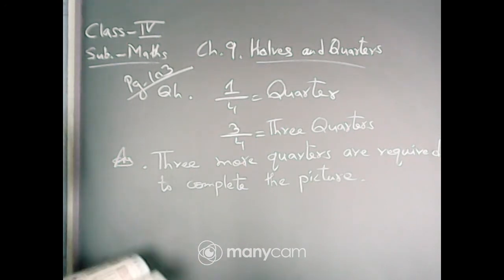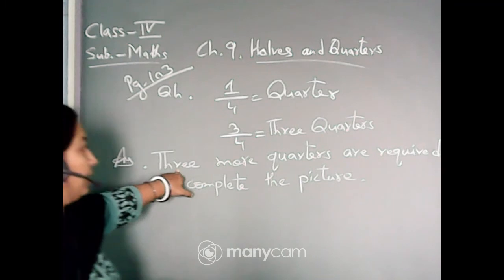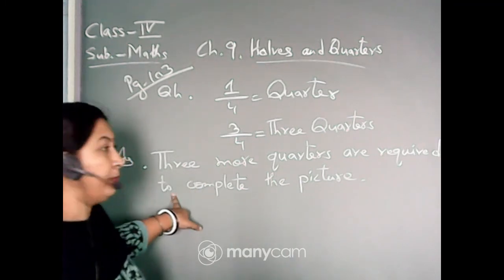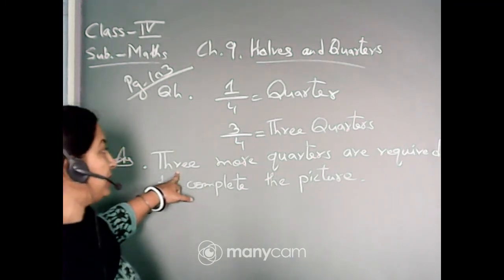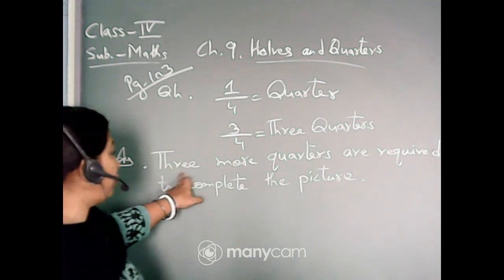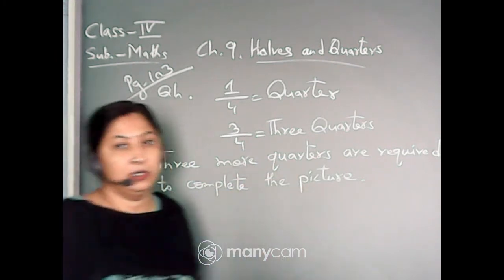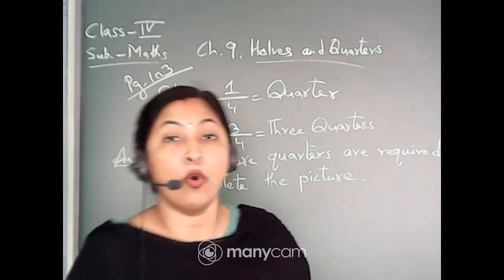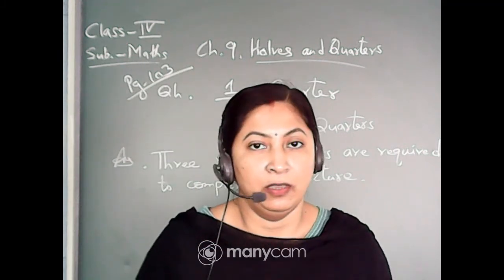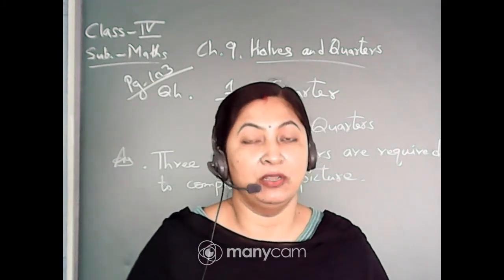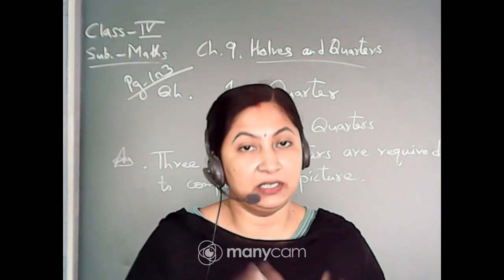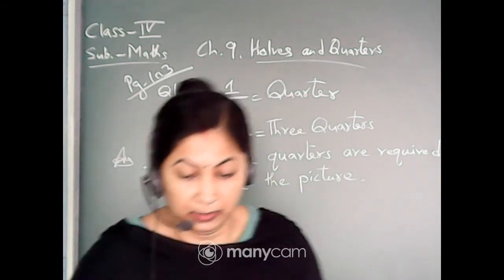Here I am not writing only 3 are required to complete the whole picture. If I am writing only 3, that means it is the whole number. But here I am writing 3 more quarters. Clear? So this is the difference between the whole number and the fraction. Here it is asked in fraction. But if you are writing 3, that means it is the whole number. Okay?